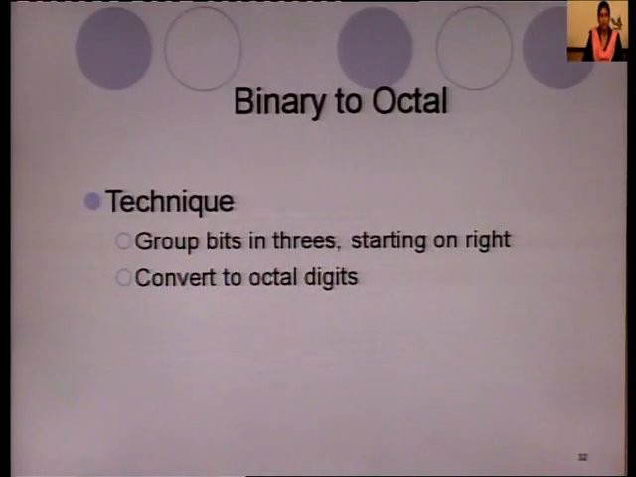Now we will study how to convert binary to the octal number system, where binary is a number system having base 2 and octal is a number system having base 8. In binary we have only 2 digits, 0 and 1, and in octal we have 8 digits from 0 to 7, that is 0, 1, 2, 3, 4, 5, 6 and 7. The technique for this is to group bits in threes starting on the right, and convert to octal digits.